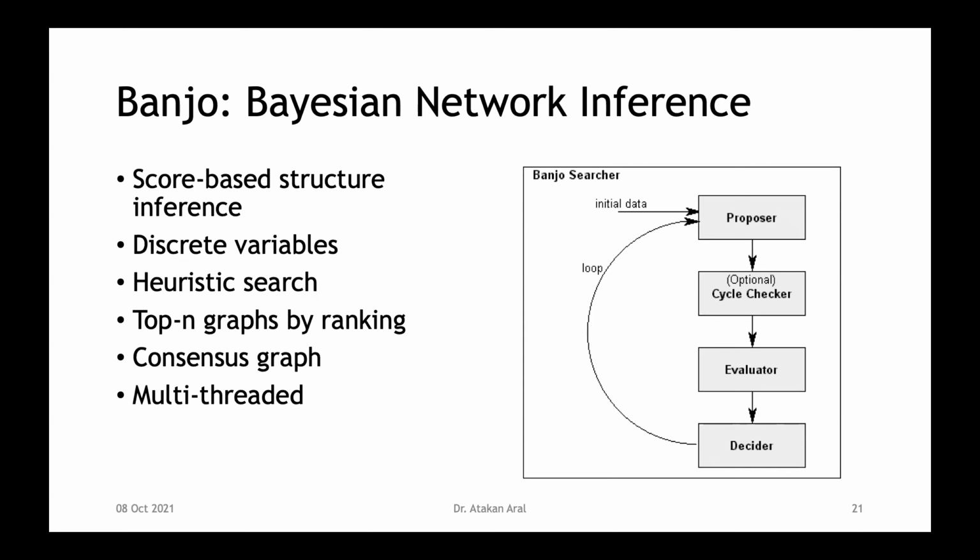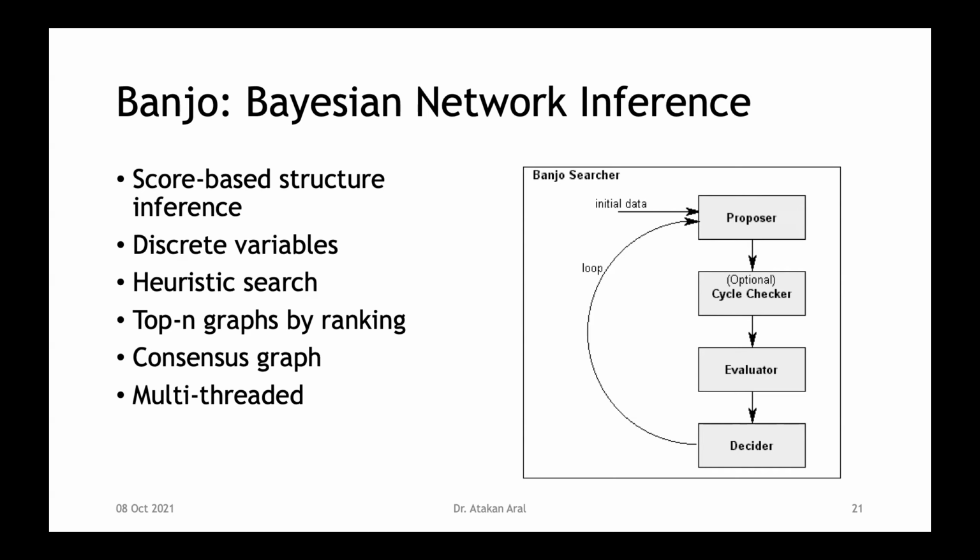It works for discrete variables, so your variables can't be continuous. You have to discretize them. In our case, this is not a problem because all our variables are binary. It runs a heuristic search, so it's not optimum. As I said, finding the optimum is an NP-hard problem. It can output the top n graphs by score, by their ratings, and it can also output a consensus graph of the top n graphs. In terms of performance, it is parallelized, so it can do the search in multiple threads.